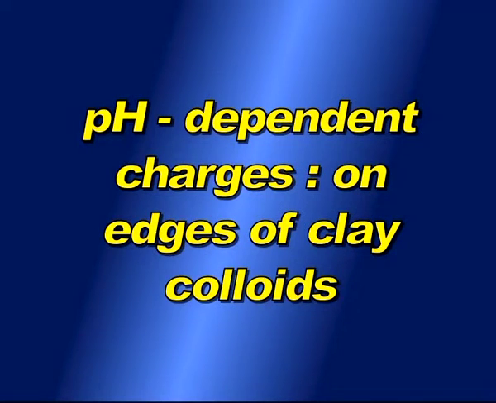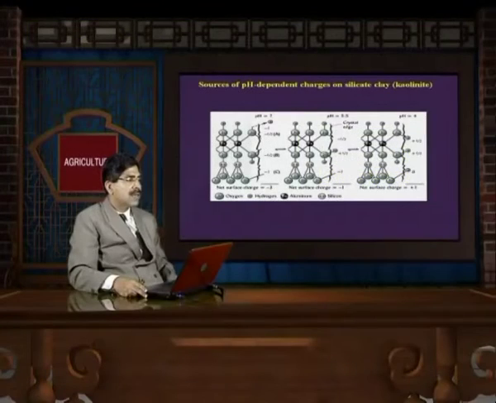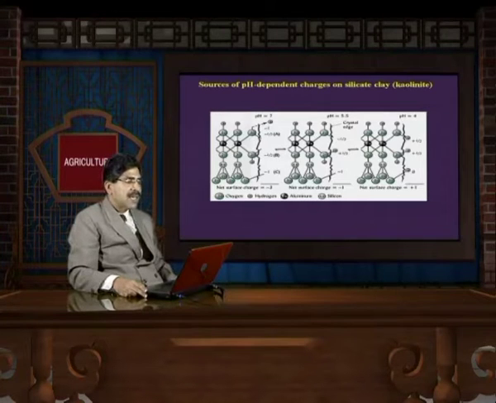pH dependent charges are on the edges of clay colloids. At low pH in kaolinite and humus, the hydrogen bonds tightly with oxygen, so there are fewer exchange sites, causing lower nutrient availability in these kaolinite and humus clays at low pH. At low pH, there are pH dependent charges in silicate clays, that is kaolinite. As pH decreases due to protonation, the net positive charge increases.